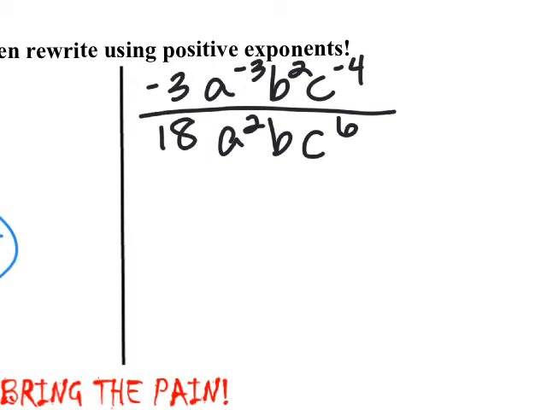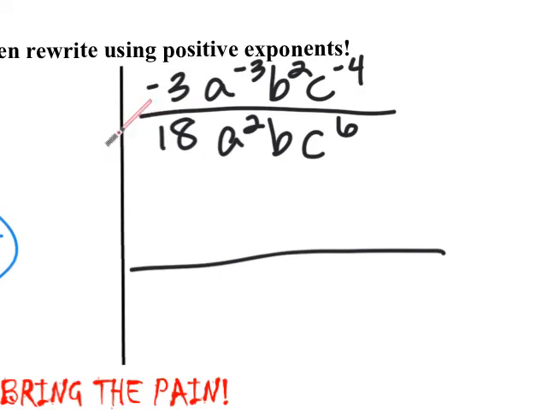So anything that's got a negative exponent is going to move. Anything that has a positive exponent is going to stay. So first thing we can do is simplify that fraction that we've got going on here. Let's pick a different lightsaber this time. Let's pick a red one. There we go. So negative 3 over 18.